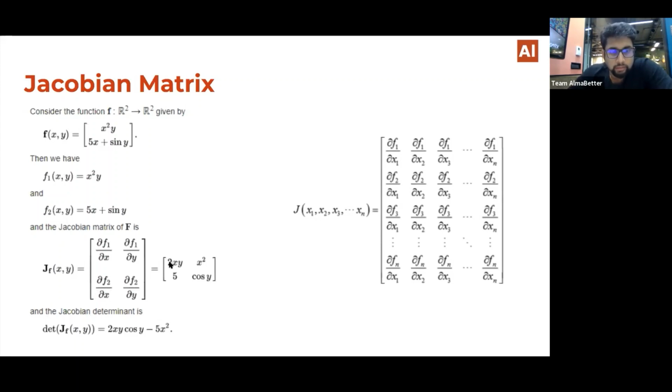So you can now calculate the derivatives. The partial derivative of f1 with respect to x comes out to be 2xy. So take y as constant, and then 2x is the derivative with respect to x, and so on. If you calculate for all the four, you will get this matrix. So this is what is known as the Jacobian matrix. Fancy term, but it's pretty simple to remember.